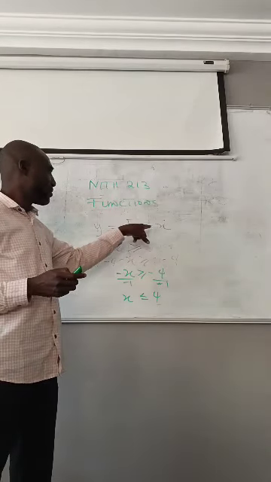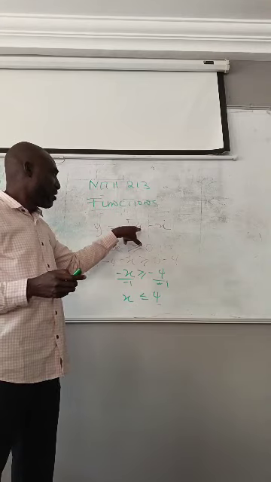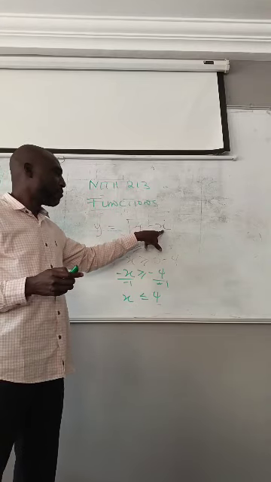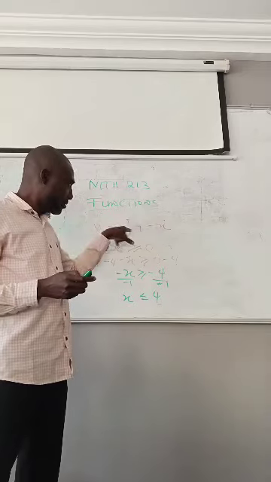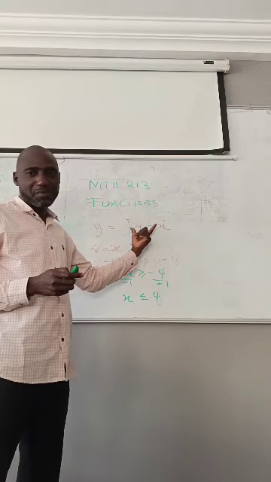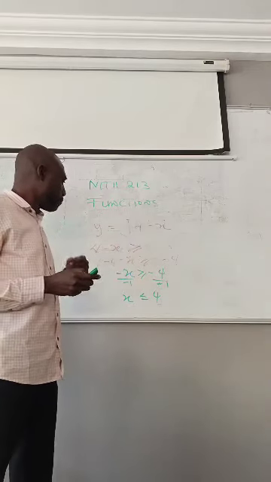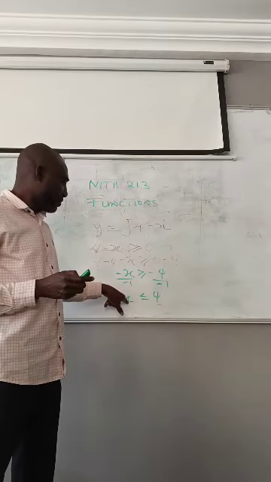Because if you put 5 here, 4 minus 5 will be minus 1. This function is not defined because we don't have the square root of minus 1. But all the values of x less than or equal to 4 work.